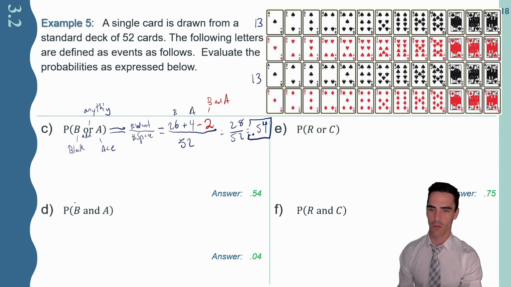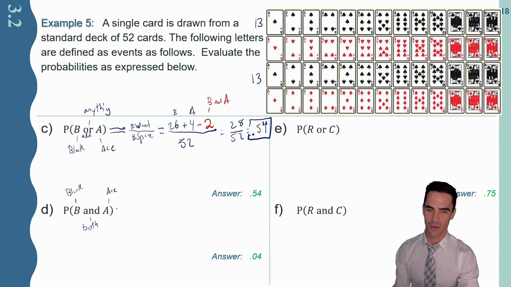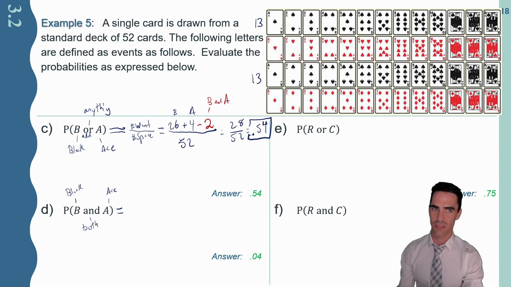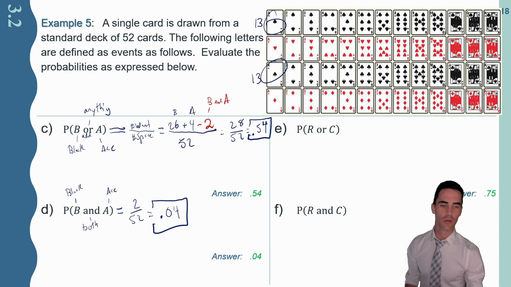So let me look at what that overlap is. What if I'm just interested in the overlap? That is, I want a black card, and it has to be an ace. Again, "and" is very particular. It has to be both. And so I can write this as a fraction. Well, there's only 2 cards that satisfy that, and it's the spade and club ace. And so I'll write this as 2 divided by 52. As a decimal, that's 0.04.